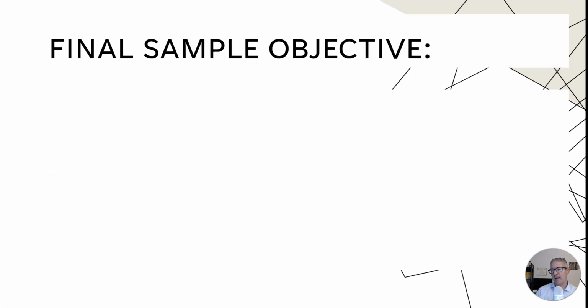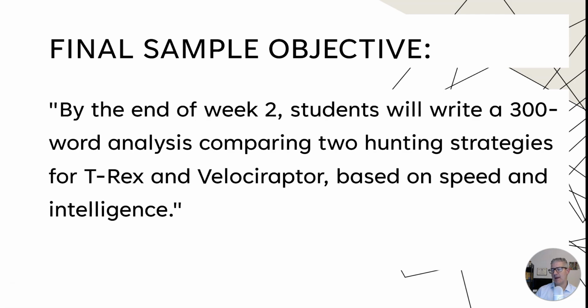So, our final objective becomes, by the end of week 2, students will write a 300-word analysis comparing 2 hunting strategies for T-Rex and Velociraptor based on speed and intelligence. Well, look at that. We just went from vague goal mush to a crystal clear, actionable learning objective. And we used Bloom's Taxonomy and SMART goals to do it.